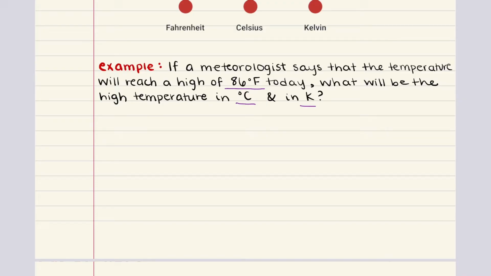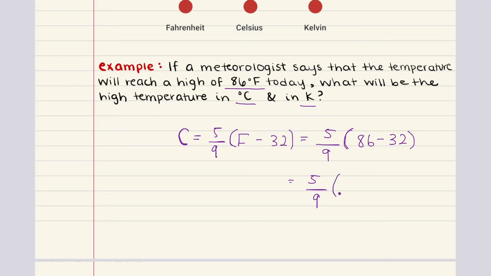Now, to convert from Fahrenheit to Celsius, we're going to use this equation. Celsius is equal to 5/9 multiplied by everything in the parentheses, which is Fahrenheit minus 32. Now we know our temperature in Fahrenheit, so we can go ahead and plug it into our equation. 5/9 multiplied by, in parentheses, 86 minus 32. Now this gives us 5/9 multiplied by 54.